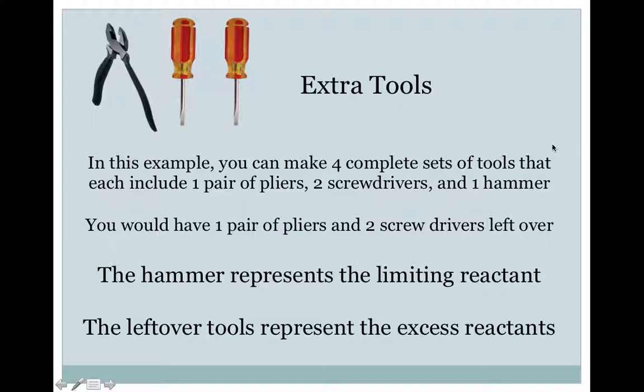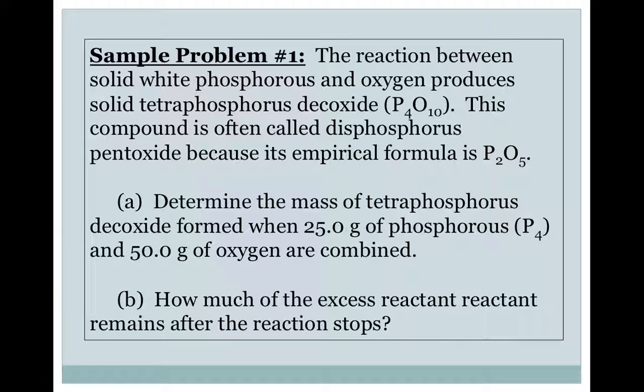So what happens is, at the end, you've made 4 complete sets of tools with 1 pair of pliers, 2 screwdrivers, and 1 hammer each, but you're going to have a pair of pliers and 2 screwdrivers left over from your starting materials. You ran out of hammers. You only have 4 hammers, and if each group gets 1 hammer, that is what stops you from making another complete set. The reason you can't make 5 sets is because you don't have another hammer. So the hammer in that case would be the limiting reactant, and the pliers and the screwdrivers, the leftover tools, would be the excess reactants.